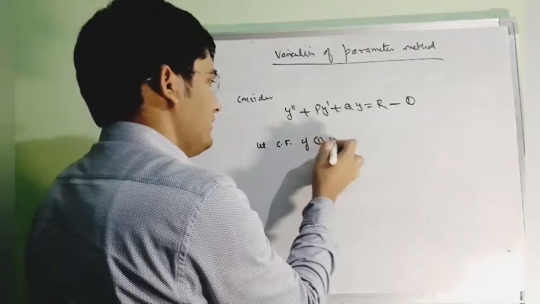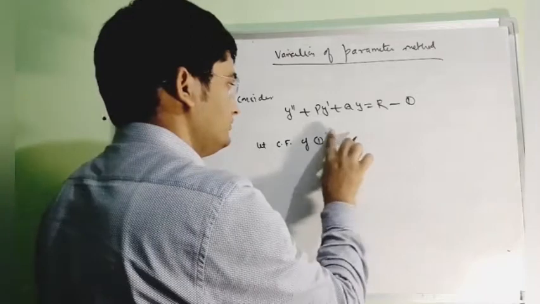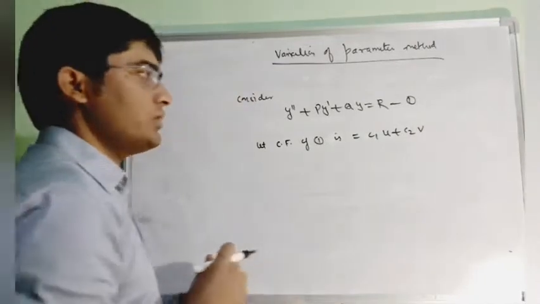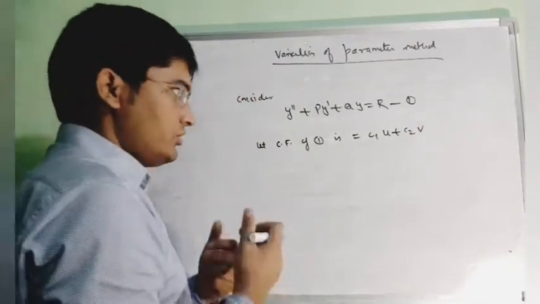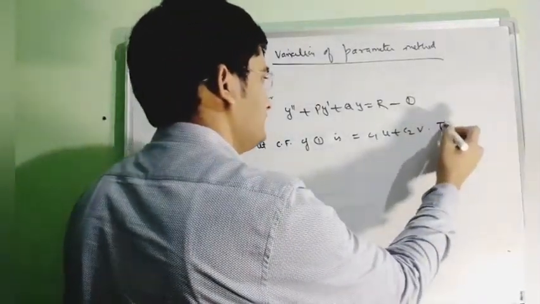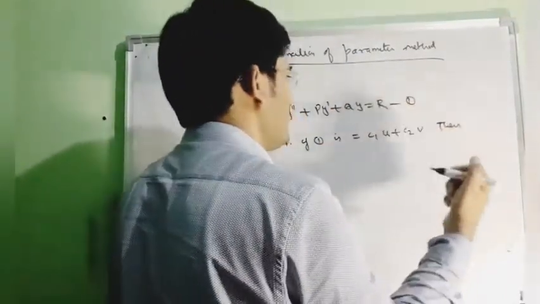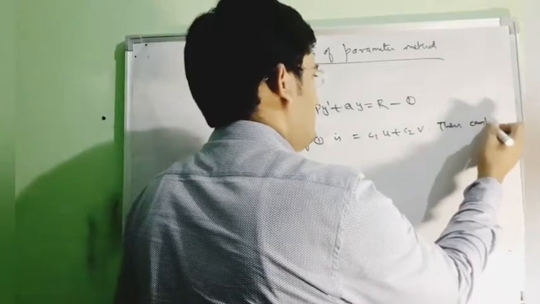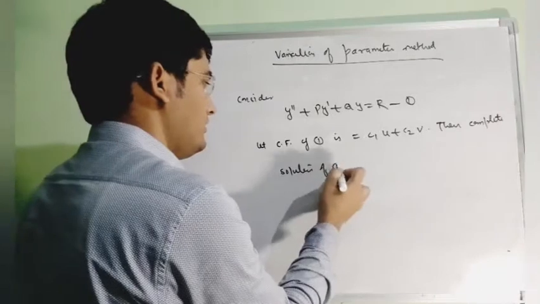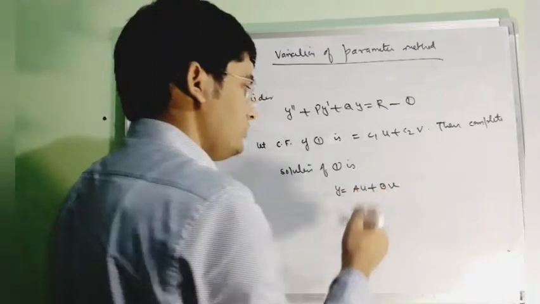Now suppose that the complementary function of this differential equation, say equation 1, is c1 into u plus c2 into v, where u and v are functions of x. So if this is your complementary function, then the complete solution of equation 1 is y equal to A into u plus B into v.